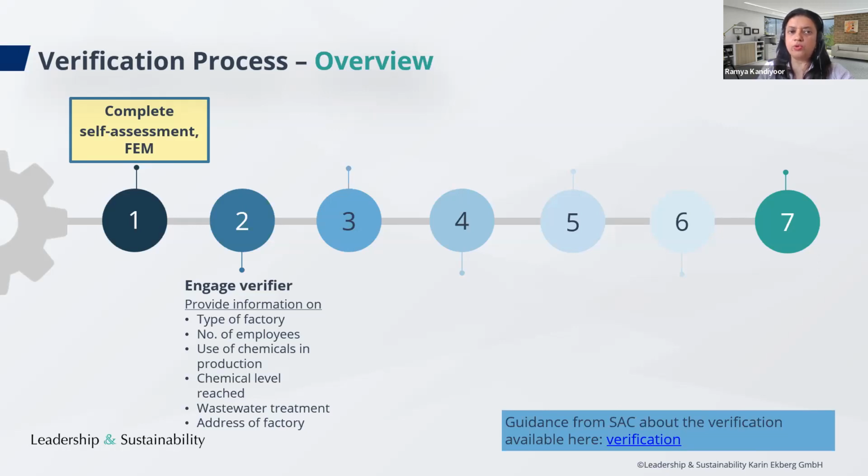And if you should want to go in for a verification, you would then be required to provide information to the verification body on the type of facility that you are, the number of employees that you have, whether you have chemicals in your production, what is the chemical level that you have reached, whether you have a wastewater treatment in your facility, and what is the exact location of your facility. All of these details will be requested of you by the verification body who would be engaging with you to take forth the verification.